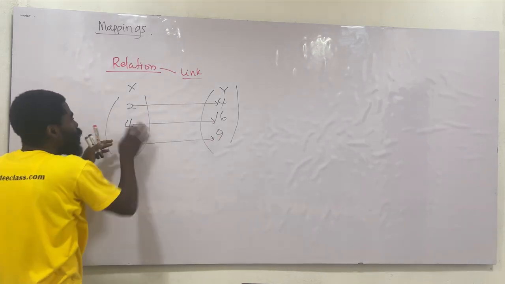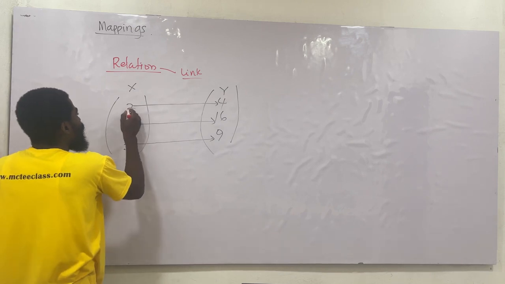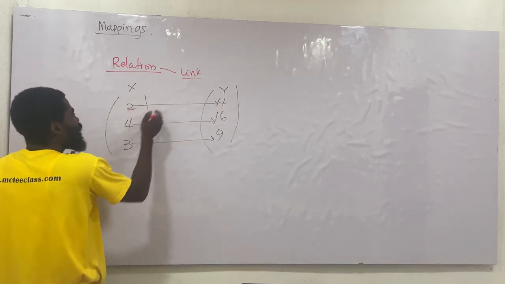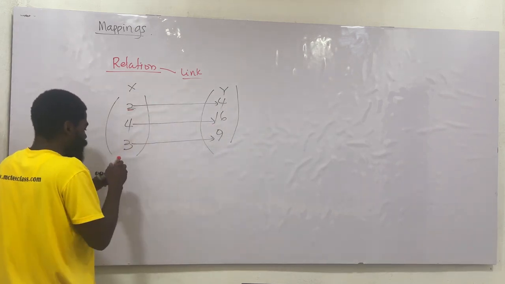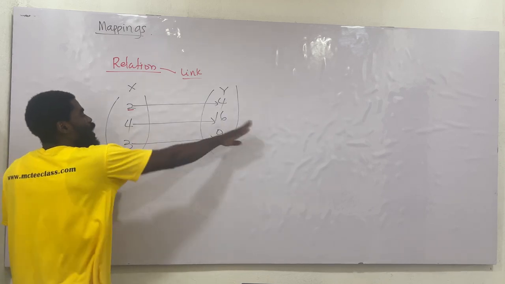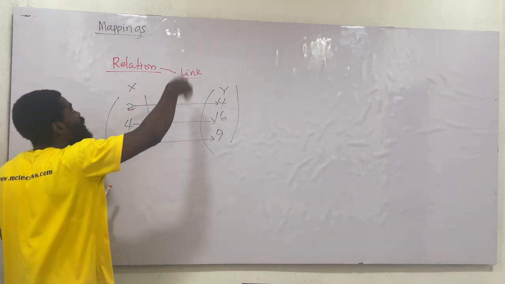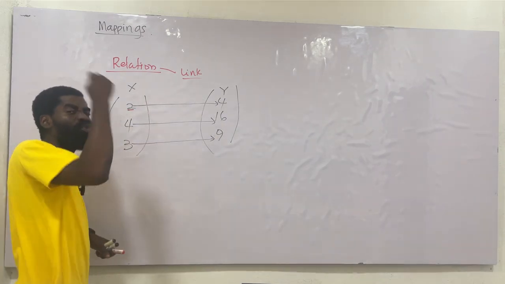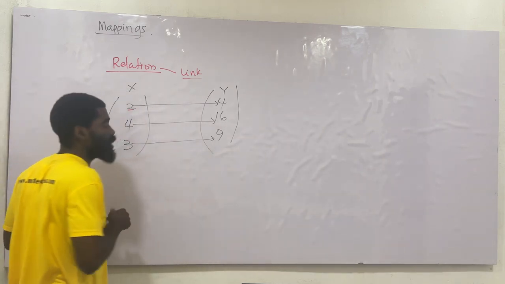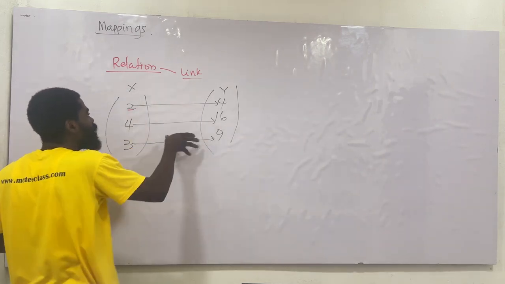Good. So I'm saying that once we have this one mapping onto this, there is a relation connecting them. There's something that is linking this one to that one. That's what we call relation. That relation is what we refer to as the rule of any mapping. Listen, the rule for the mapping is basically a relation.